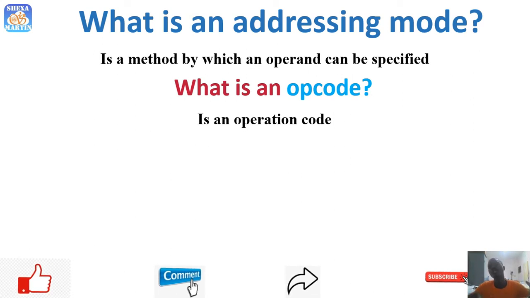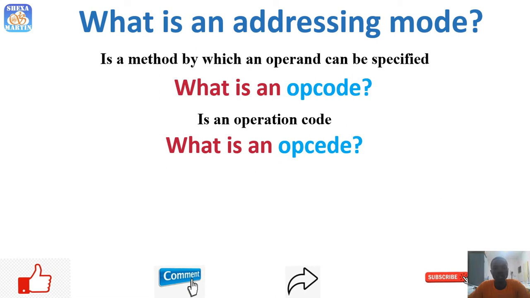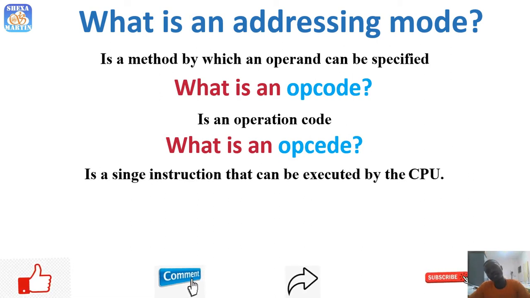Maybe you are moving, maybe you are adding, you are dividing, whatever you are doing. That instruction is telling you the operation to be done on an operand, the instruction that is acting upon the data, or acting upon the information that you want to manipulate or process. And then we have what we call an instruction. An instruction in this case is a single command that can be executed by the CPU.